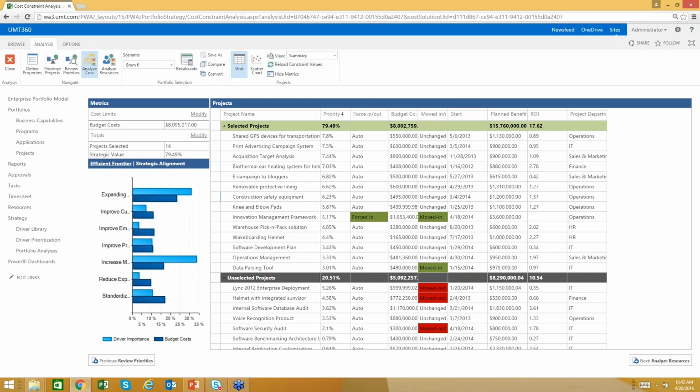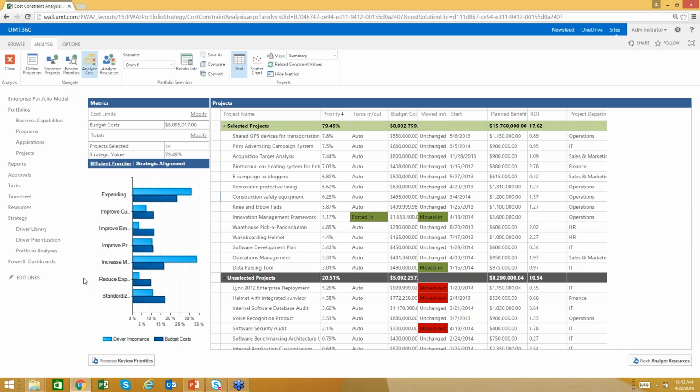We can also move from the efficient frontier view, again going back to those business driver priorities and using that impact assessment in terms of the project's contribution to each one of those business drivers to understand investment alignment proportionally to the business driver priorities. So in this case, we can see one of our highest priority drivers, increased market share in existing markets, but we have a relatively low proportional investment. Whereas standardized cross-functional processes, a lower priority, we could be over-investing.